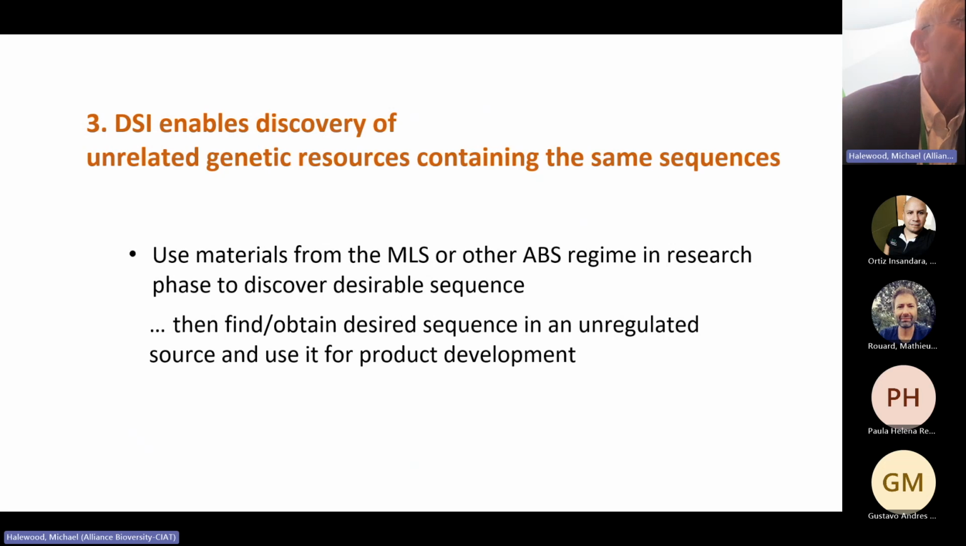And then you go off and look for a different genetic resource, which is not regulated, get the sequence out of that and put that into your product, and you've bypassed all benefit sharing provisions associated with the material that you did the research on. And that's clearly not fair, and it's not equitable, and it's entirely appropriate that your benefit sharing regime should take into account that unrelated material may have just as valuable sequencing as material that's under the ABS regime.